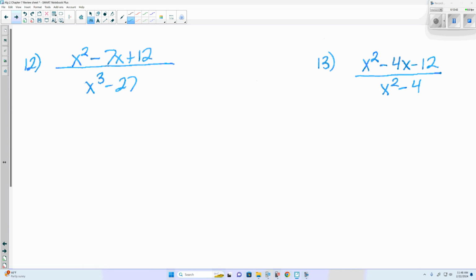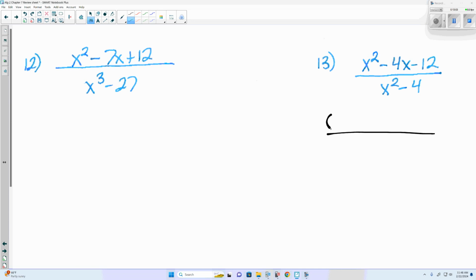We're not going to look at 12 mainly because x cubed minus 27. We're not going to have sum or difference of perfect cubes show up. So we'll move on to 13. X squared minus 4x minus 12 and x squared minus 4. Which one do we want to factor first?